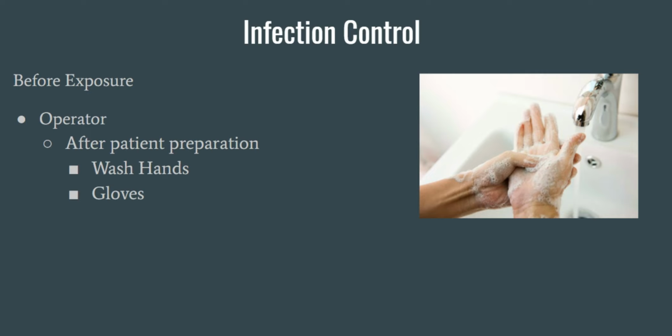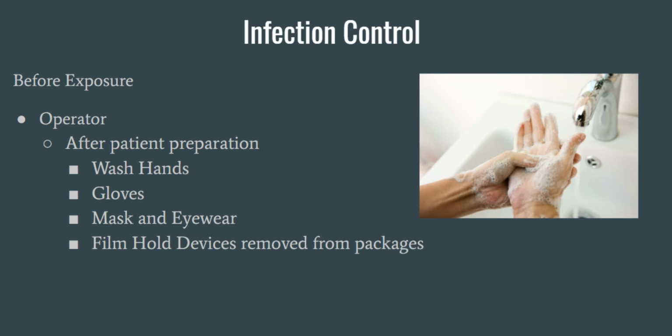Then you will put on your gloves, your mask, and your eyewear, and then prepare the film holding device if it's still in the package. It depends on how your office is set up, and on what type of film holding device you are using. If you're even using one at all, it could still be in the sterile package at this point. Now we're ready to begin.